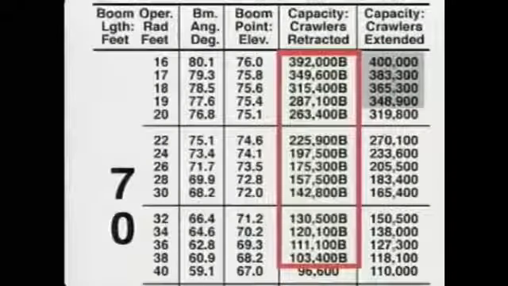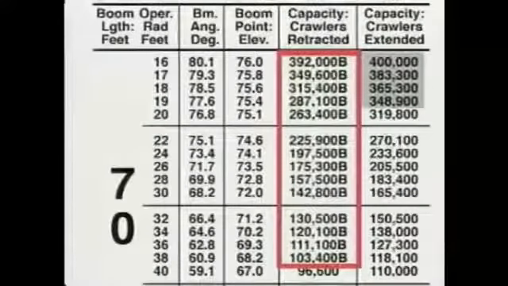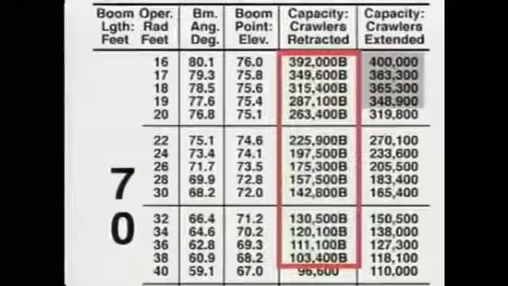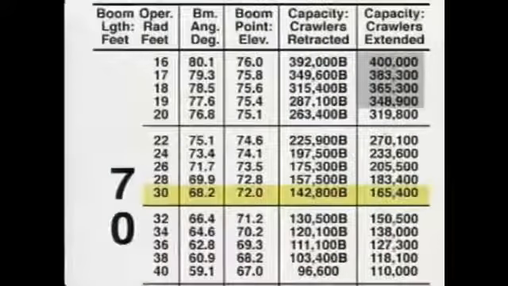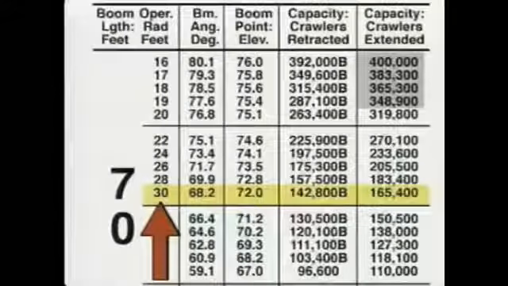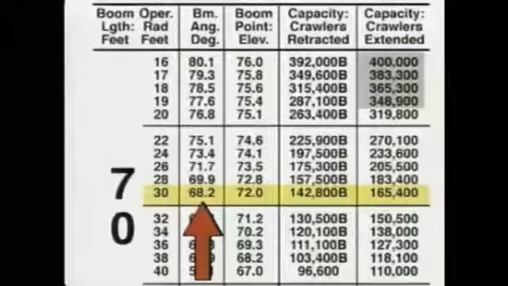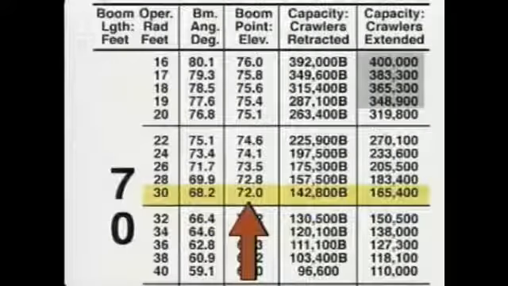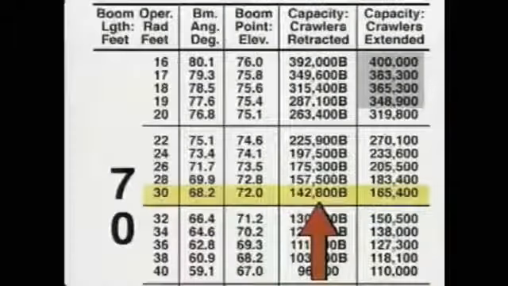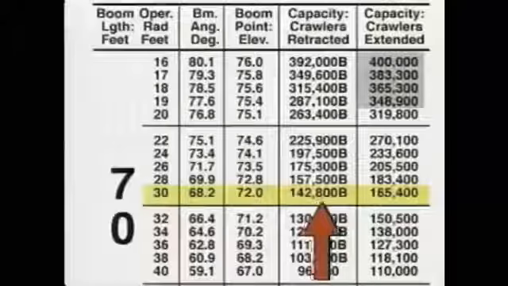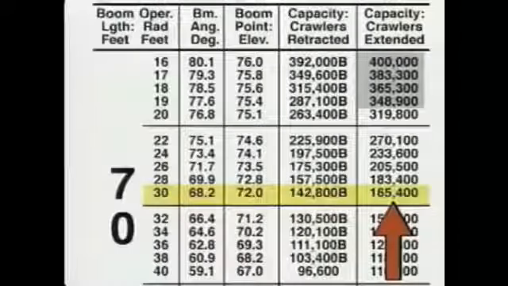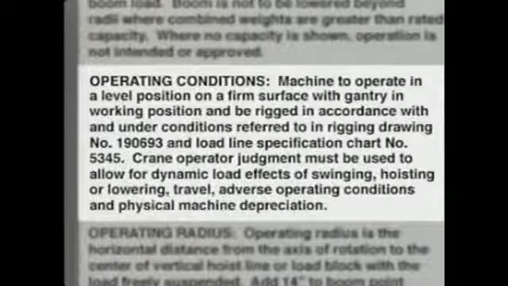Capacities followed by the letter B indicate boom positions in which there's too little backward stability, that is, too little resistance to overturning backward. Using this line from the chart, we can see that with an operating radius of 30 feet, a boom angle of just over 68 degrees, and a boom point elevation of 72 feet, the crane has a lifting capacity with the crawlers retracted of 142,800 pounds, or with the crawlers extended of 165,400 pounds.